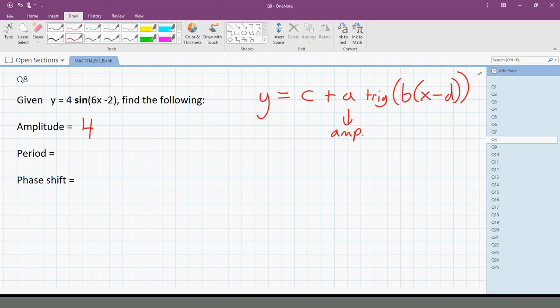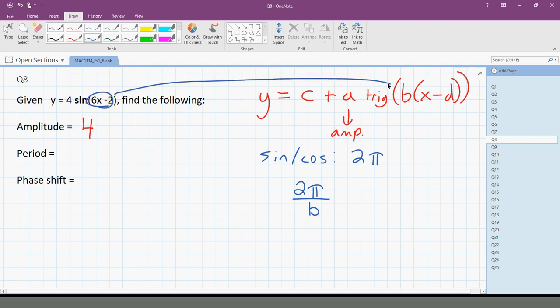And then next, it wants us to find the period. Well, since we're dealing with sine, remember that sine and cosine have a period of 2 pi. But when we actually have a b value, we run a little formula where we take 2 pi divided by b. Well, what is our b in this case? 6. But you also have to remember in here, this should look just like this piece over here. So I said in class to do what?